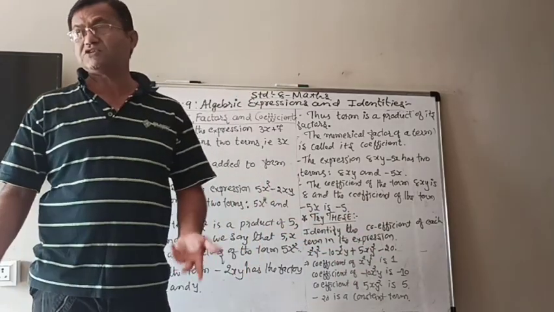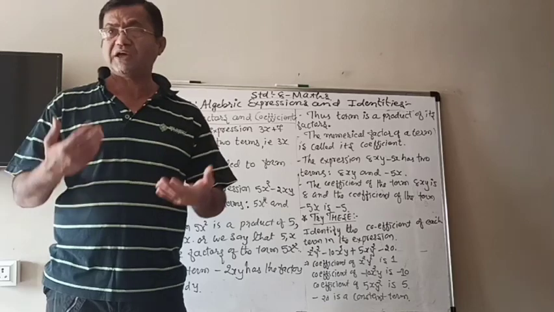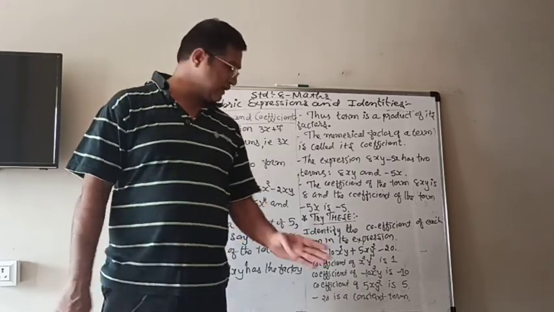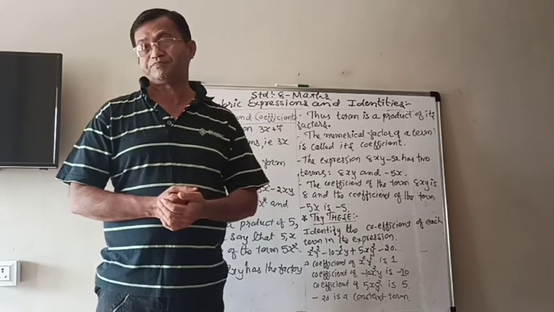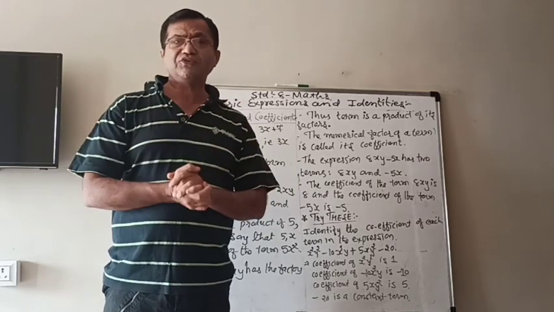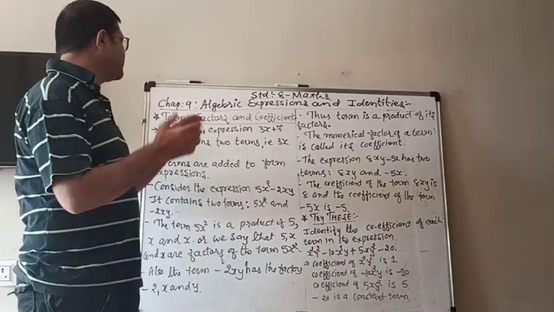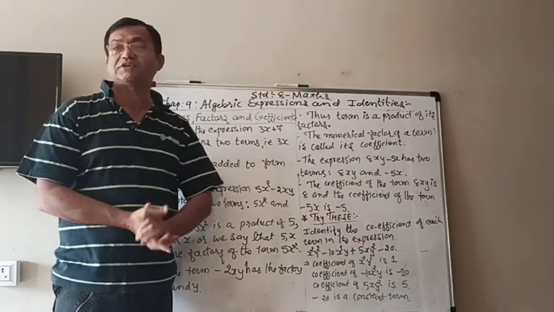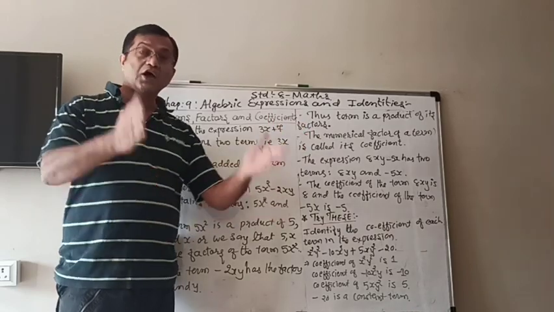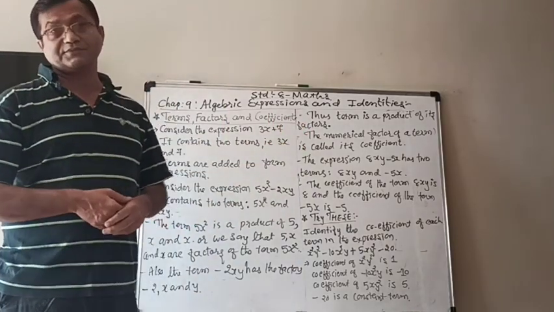And the last term is constant term, because it does not have any variable. So we can write down minus 20 is a constant term. So by this way, I hope you get the idea of what are the terms, what are the factors of the terms, and what are the coefficients of the terms.